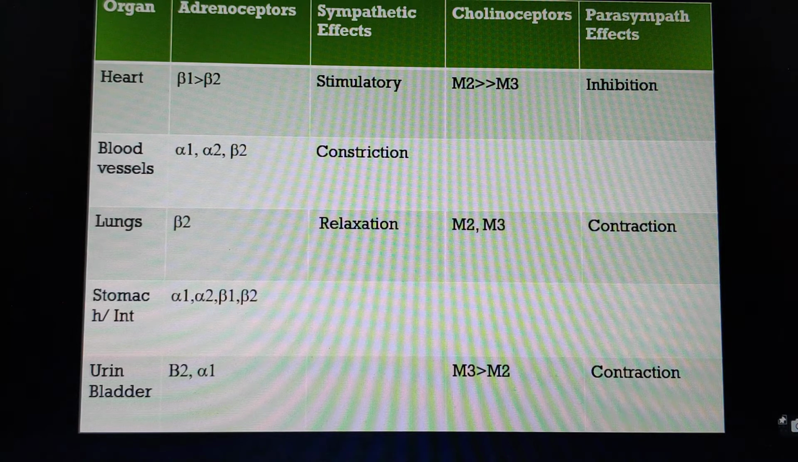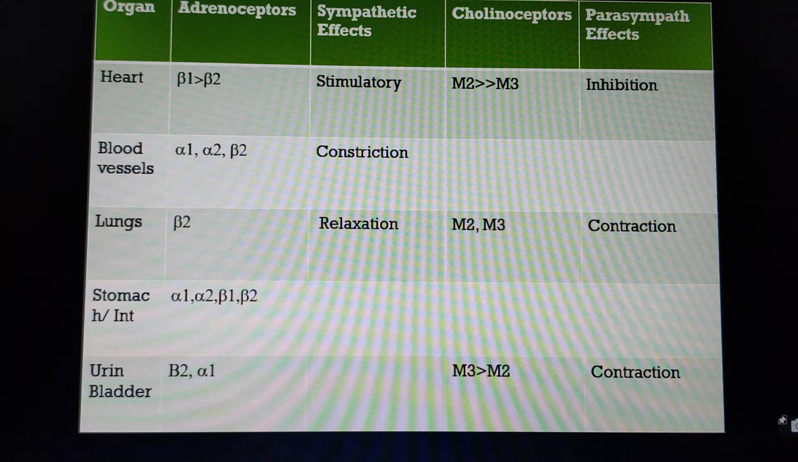Coming to the lungs, they have primarily beta 2 receptors, and sympathetic stimulation causes relaxation, and that relaxation causes bronchodilation. This is the basis of using beta 2 agonists in the treatment of bronchial asthma and COPD. Whereas parasympathetic stimulation in the bronchial muscles will lead to contraction or bronchoconstriction, leading to shortness of breath and other problems. And there are M2 and M3 receptors which are present in the bronchial tree or lungs.